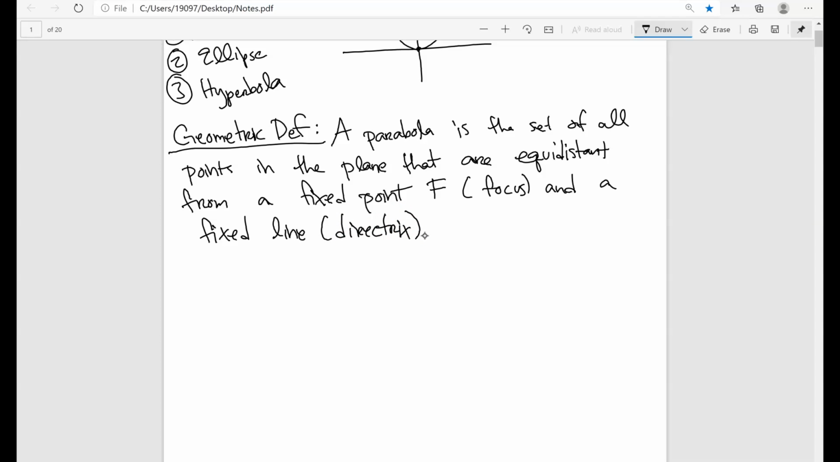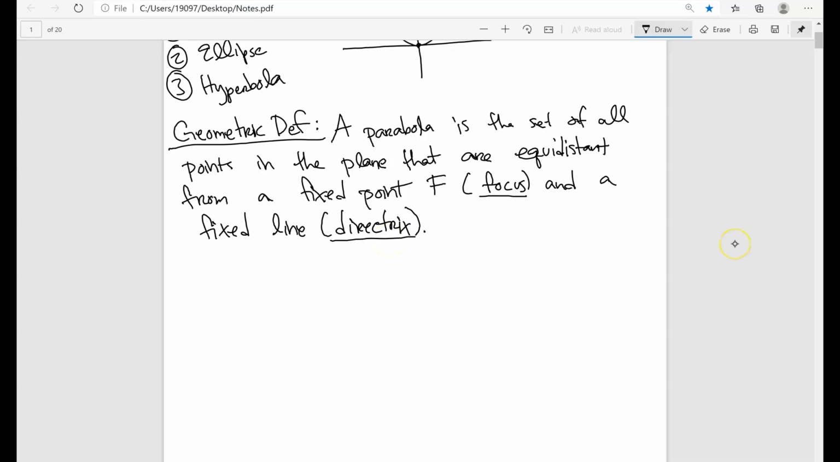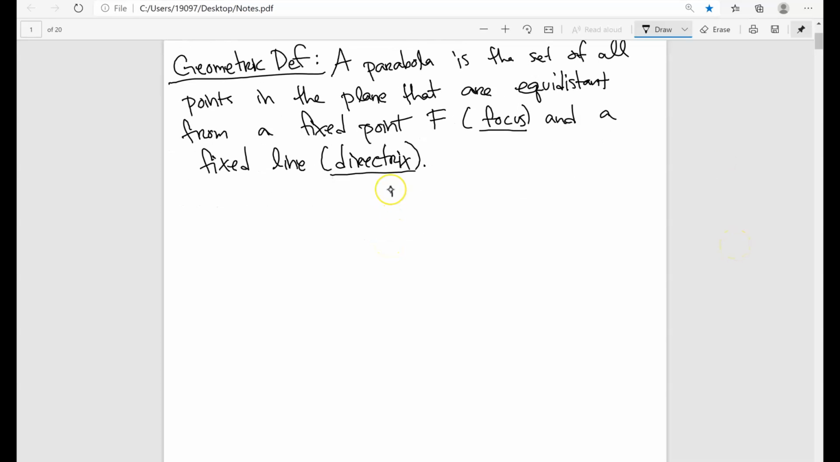Okay, so here's the geometric definition. A parabola is just the set of all points in the plane that are equidistant from a fixed point F, which is called the focus, and a fixed line called the directrix. If we look at what the parabola is doing, because we've never talked about focus and directrix before, this might be the first time you've ever heard these words.